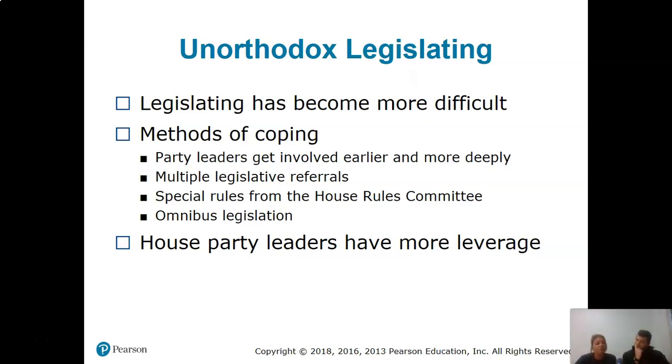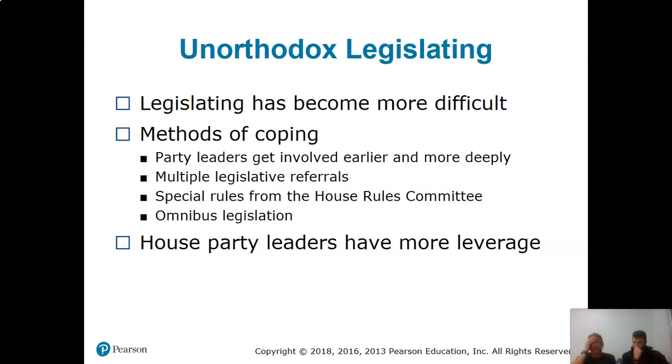Special rules from the House Rules Committee. So again, the House Rules Committee has a lot of power when it comes to determining where a bill goes and the rules around debating it. So they can attach special rules to any bill that might help it along the path to become a law.